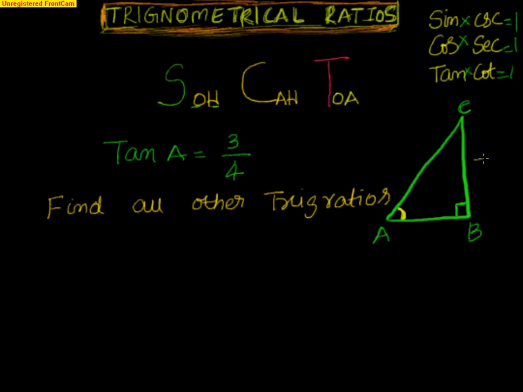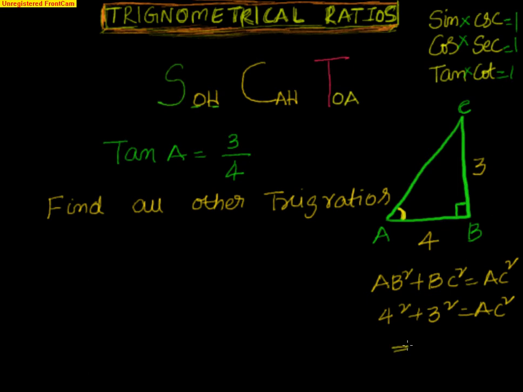Opposite is 3, then adjacent is 4. Now this is Pythagoras. You can apply Pythagoras on this. I will say AB square plus BC square is equal to AC square. If you simplify that, 4 square plus 3 square is equal to AC square. That gives me AC equal to 5.